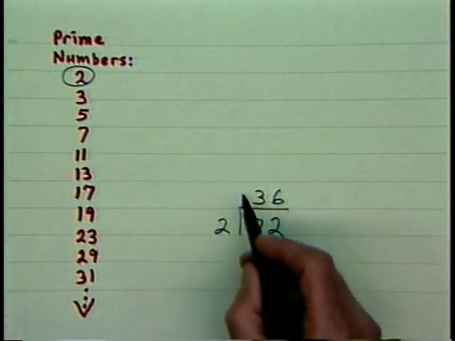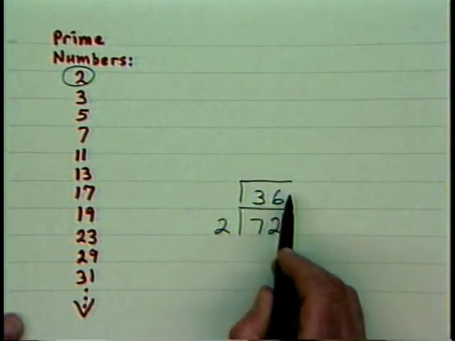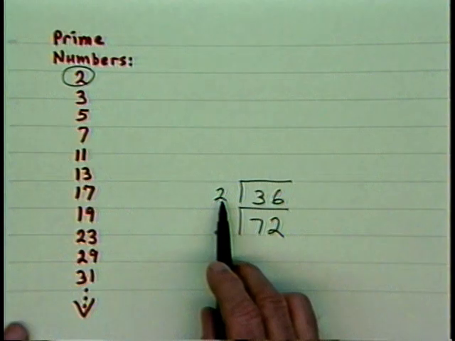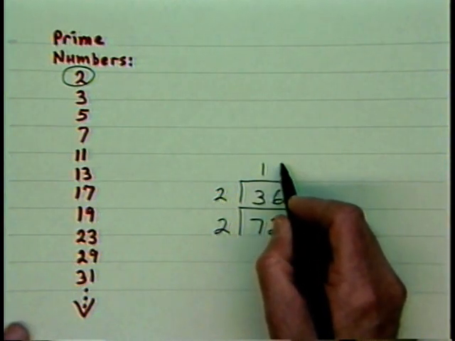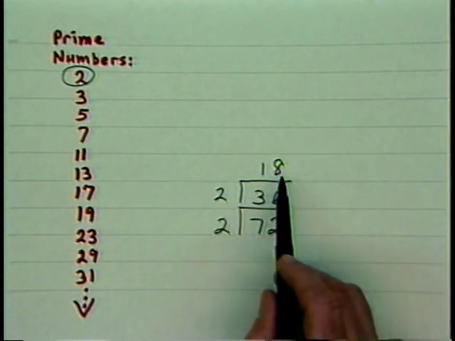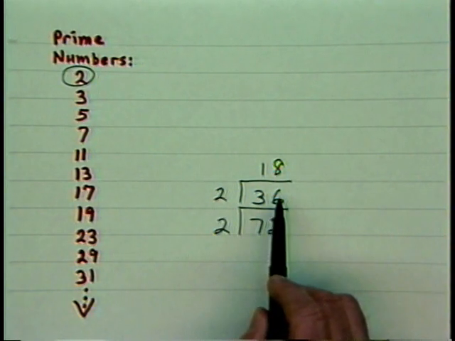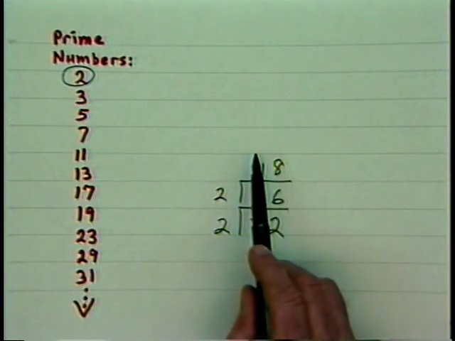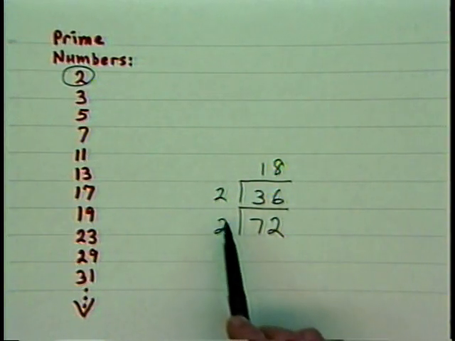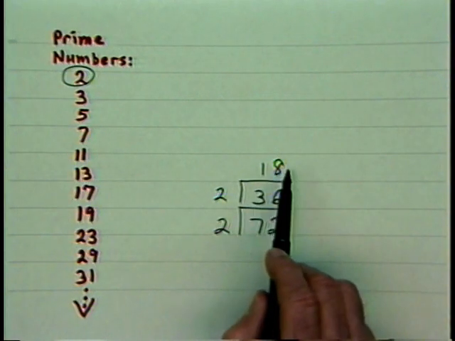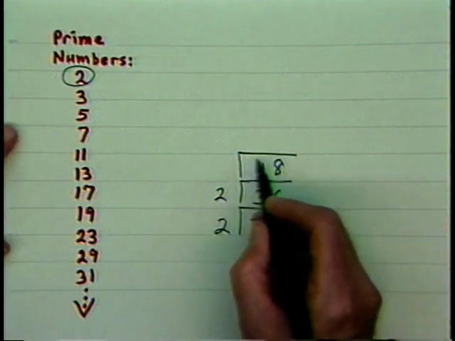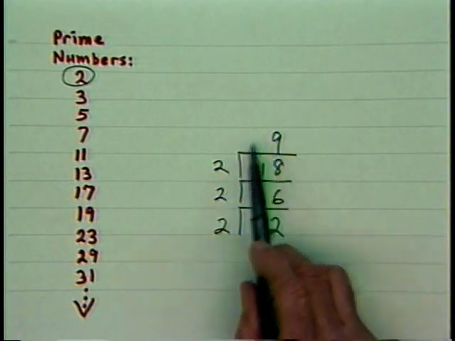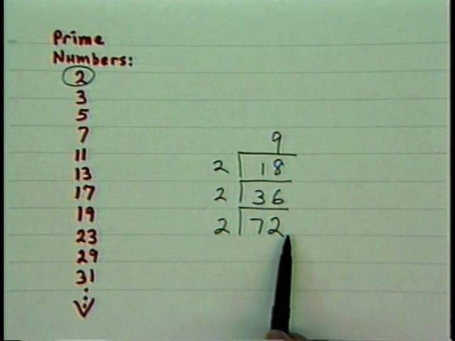But now let's take that quotient, 36, and ask, is it also divisible by that current prime number 2? And the answer is yes. So 2 goes into 36 18 times, which is to say that 18 times 2 is 36. Or if you want to, since 36 times 2 is 72, we could say that 18 times 2 times 2 is 72. Now let's look at our topmost quotient and ask, can I still divide it by yet another 2? The answer is yes. Now what we're saying is 9 times 2 times 2 times 2 is 72.